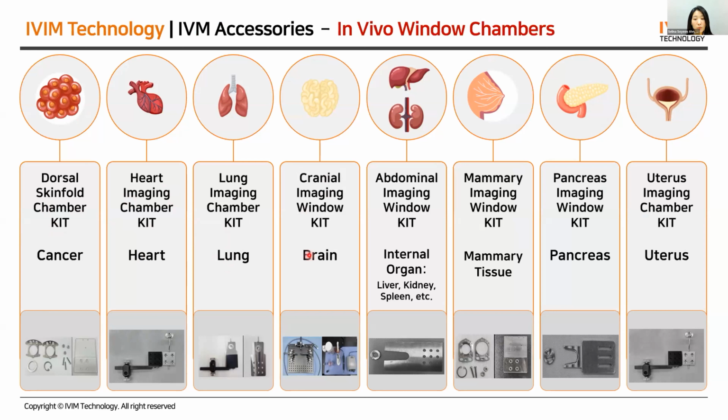And in case of brain research, we implant the cranial imaging window in the skull to visualize the brain cortex in a long-term manner. And the abdominal imaging window is for abdominal internal organs, such as pancreas, spleen, kidney, and colon, etc. For long-term mammary tissue and pancreas imaging, we can utilize the mammary and the pancreas imaging window chambers, respectively.